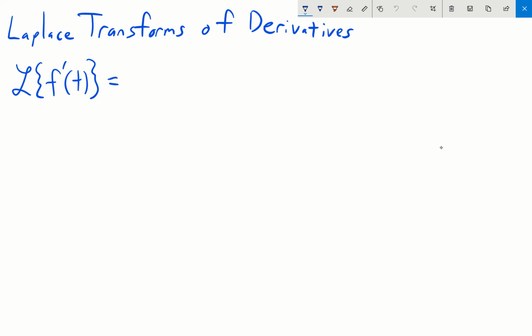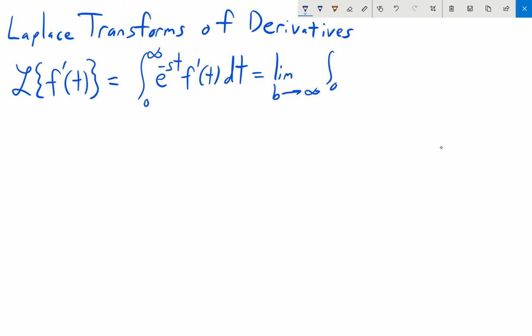So that we can do this, by definition it is the integral from 0 to infinity of e to the negative st f prime of t dt, which we know is an improper integral. It is really the limit as b approaches infinity of the integral from 0 to b of e to the negative st f prime of t dt. We can approach this by using integration by parts.